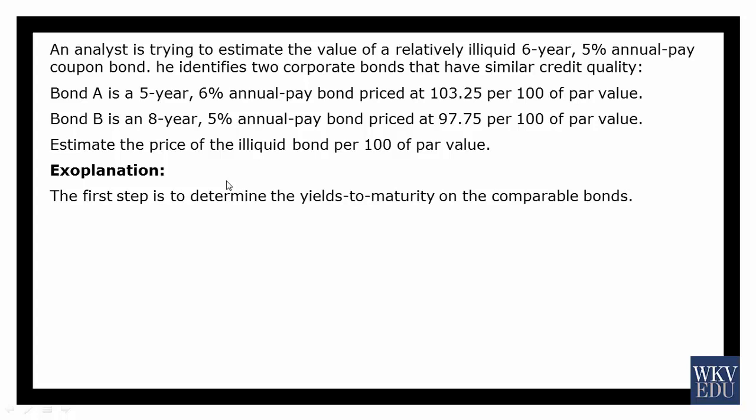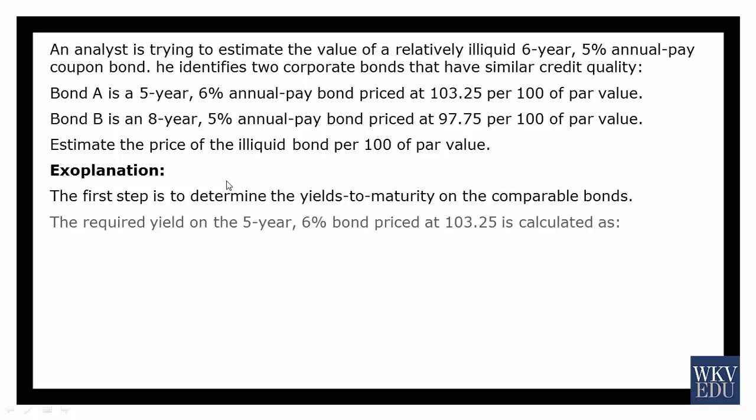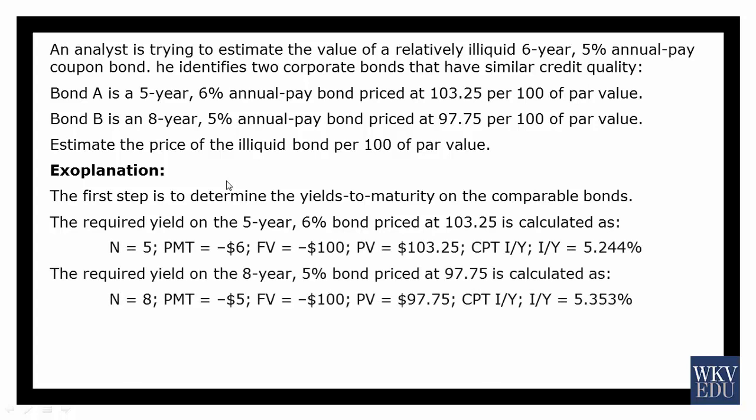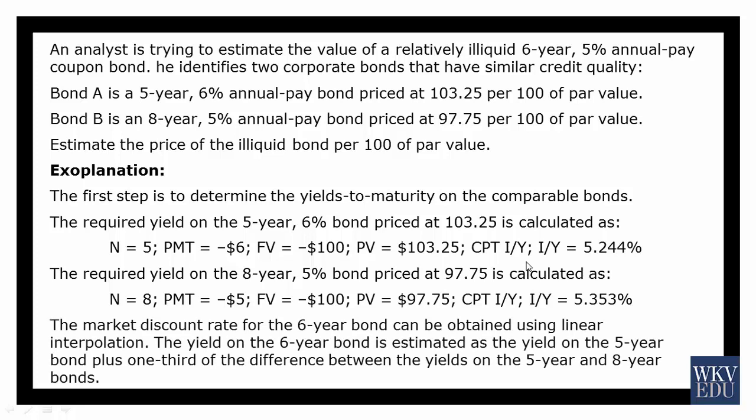So the first step is to determine the YTM on comparable bonds, which is calculated using the following formulas. So we calculated two YTMs. The market discount rate for the 6-year bond can be obtained by linear interpolation of these two rates. The yield on the 6-year bond is estimated as the yield on the 5-year bond plus 1/3 of the difference between the yield of the 5 and the 8-year bonds.